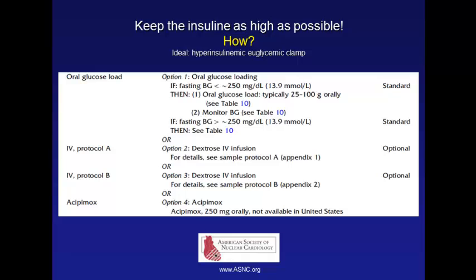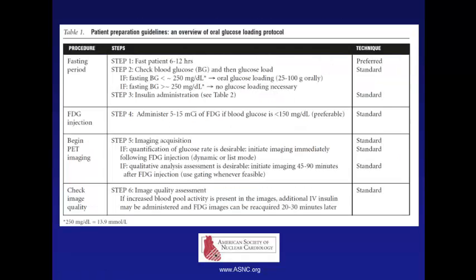So here are the protocols suggested by the American Society of Nuclear Cardiology, and there is option 1, which is the one most widely used. We are using it, oral glucose loading. The patient comes fasting, he gets standardized glucose, and then we measure how much it goes up, and then eventually we add some insulin. Those are the steps that we go through.